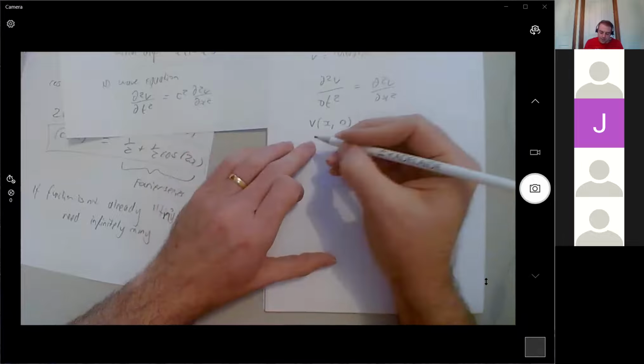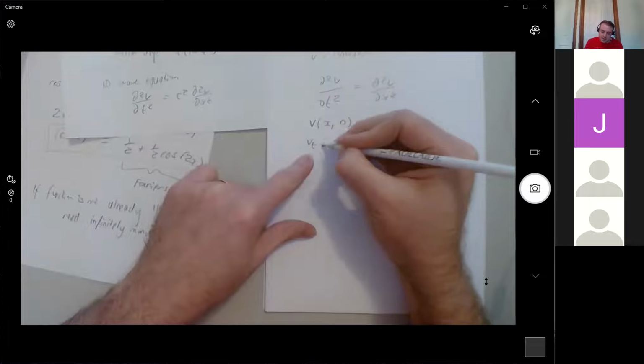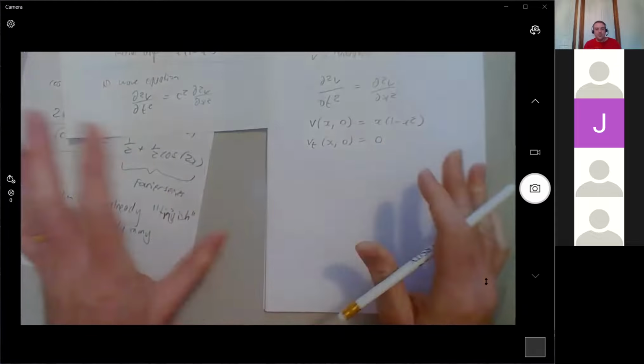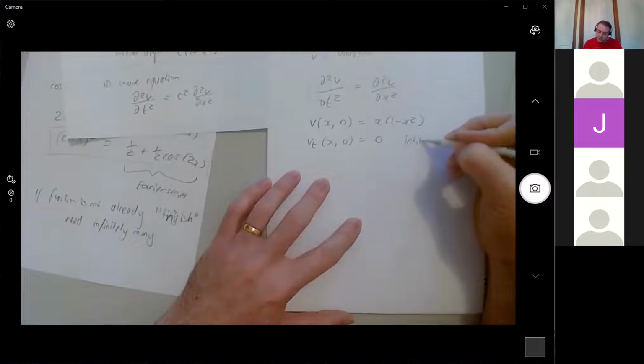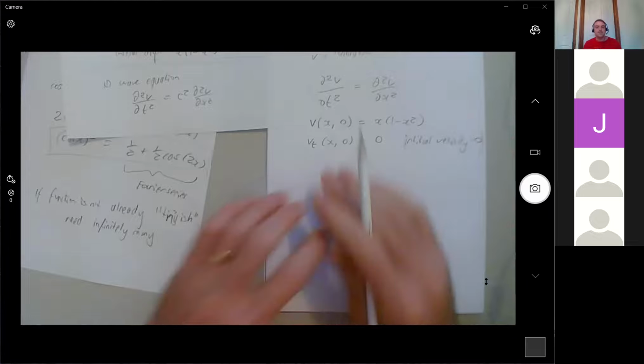And the speed at time 0 and position x is 0. It's always 0. So this is saying that initial velocity equals 0. That's why we say that. Okay.